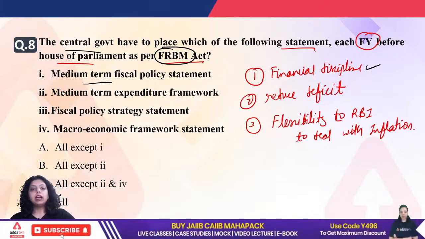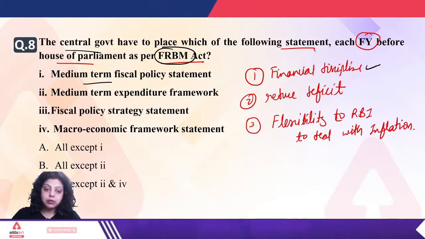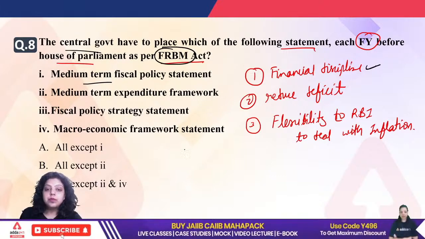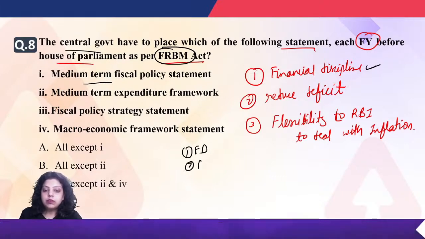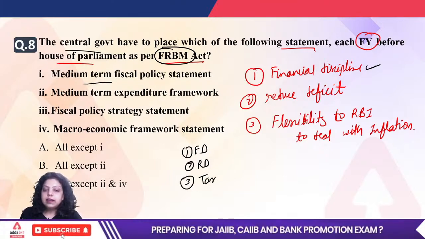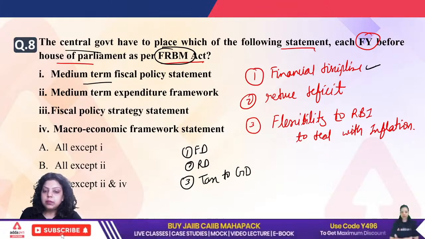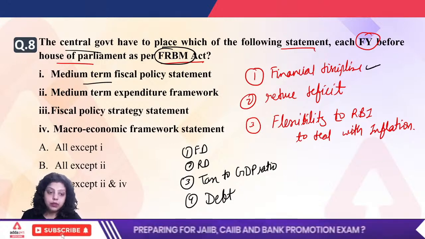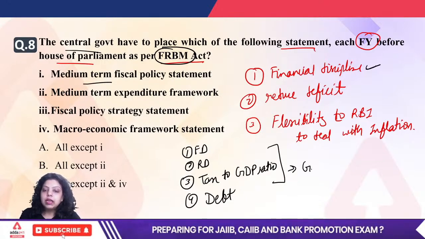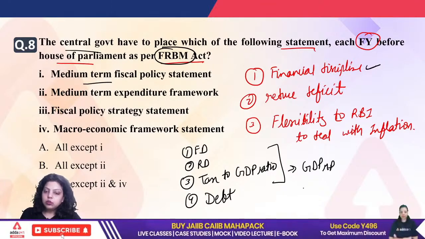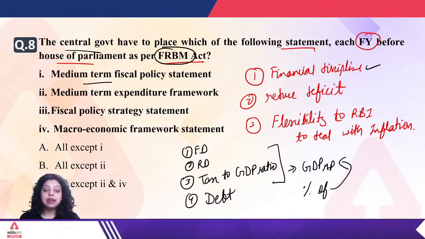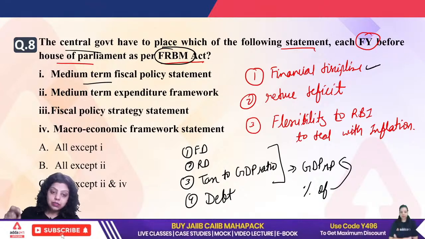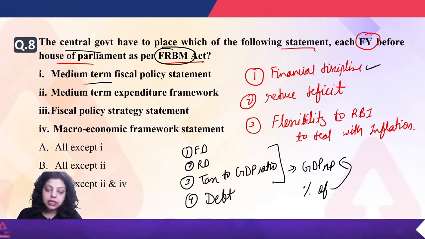So everything is defined under the medium term fiscal policy, and it says that there are 4 economic targets: first is your fiscal deficit, second is your revenue deficit, third is your tax to GDP ratio, and fourth is your debt, the borrowing the government of India is taking. All these targets should be taken in comparison to GDP at market price. So as a percentage of GDP at market price, these targets should be taken by the government of India and presented in the Parliament before presenting the union budget. This is the first statement, the medium term fiscal policy.